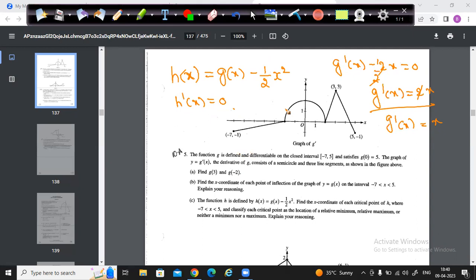Once I find the critical points, I know how to do relative minima or maxima. If it is changing from positive to negative, to the left it is positive and to the right it is negative, then I can say it is a relative maximum. If to the right it is negative and to the left it is positive, I can say relative minimum. So we can classify it here. We need to classify each point as relative maxima or relative minima. So first I need to find the critical points where g dash of x is equal to x. I need to see where x is equal to y.